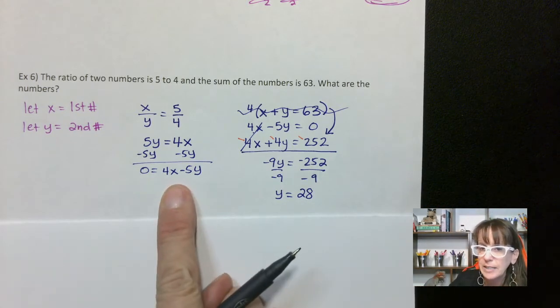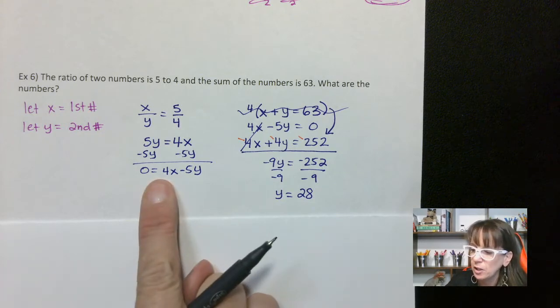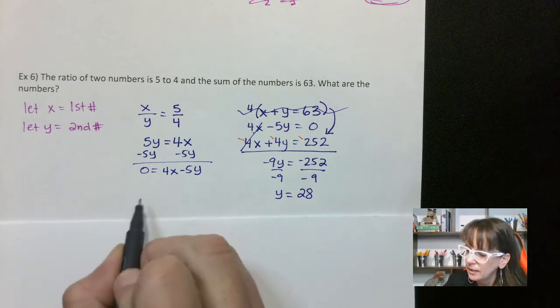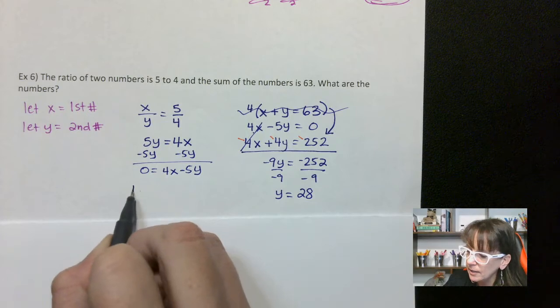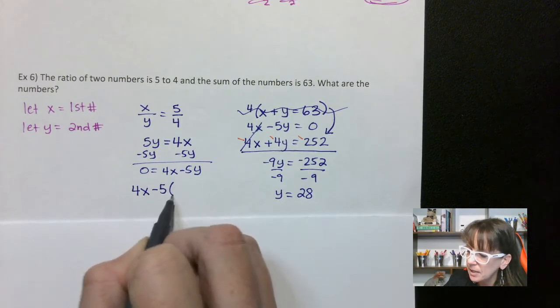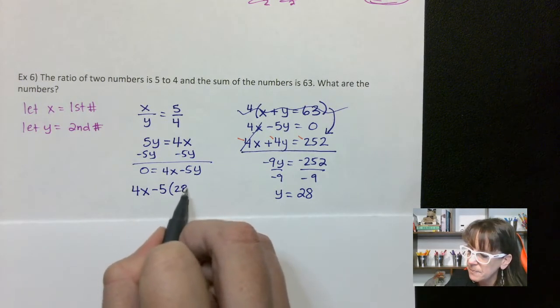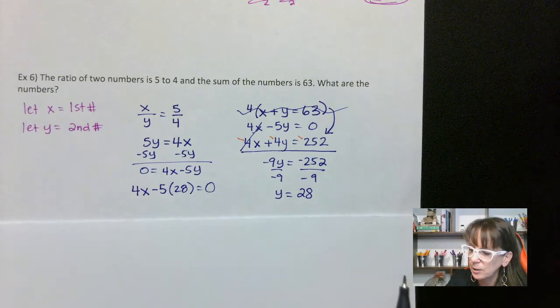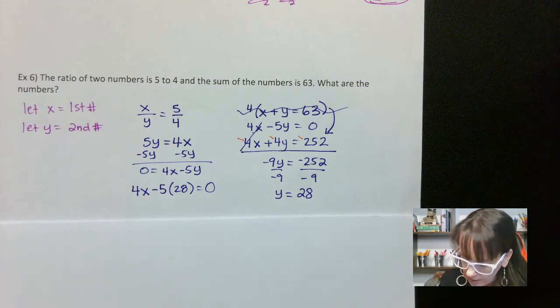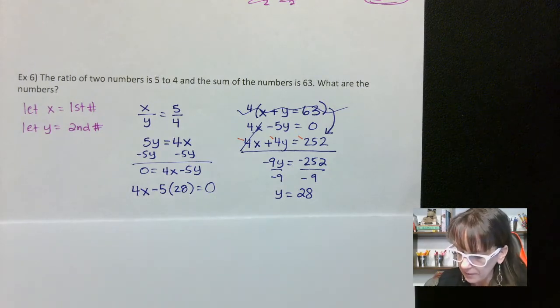Now let's come back over to here, because we want to find our x. So we say 4x minus 5 times y, which is 28, equals 0. So 28 times 5 gives me 140.